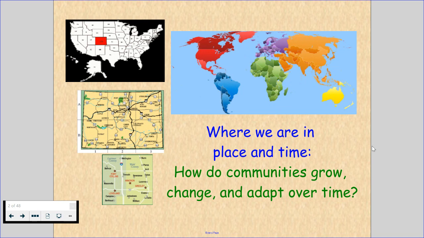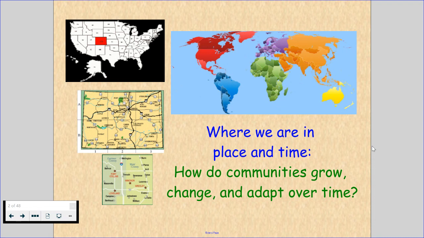So what we have on this first slide here is, of course, our theme, which is where we are in place and time. We talked on Monday a little bit about what that means. And then below that in green, you're going to see our central idea. Remember, our central idea is our overarching idea through this whole planner. So this is kind of the big idea. And our big idea for this planner is, how do communities grow, change, and adapt over time?